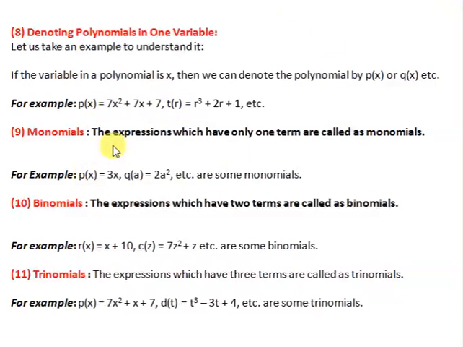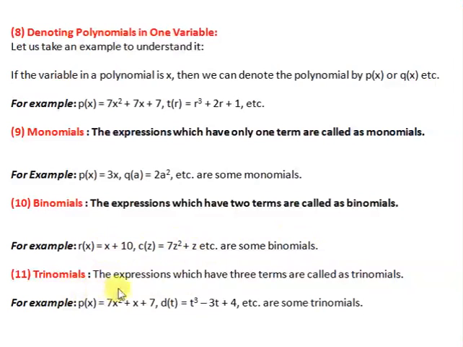Next is monomial. These are the different types of polynomials. The expression which has only one term is called a monomial. Here the expressions 3x, 2a square are monomials because they contain only one term. Next is the binomial. As the name suggests, the expression which has only two terms is called a binomial. For example, x plus 10, 7z square plus z. Here this is the first term, this is the second term. So these are called binomials.